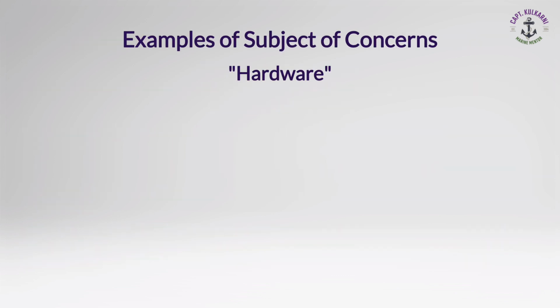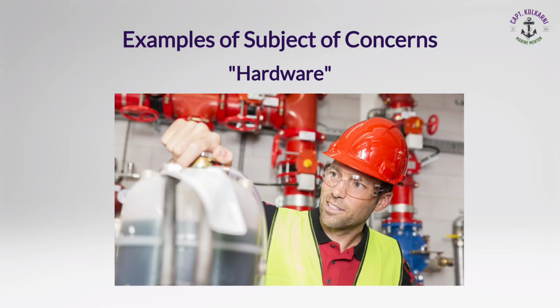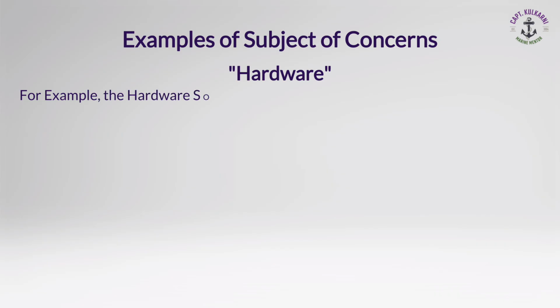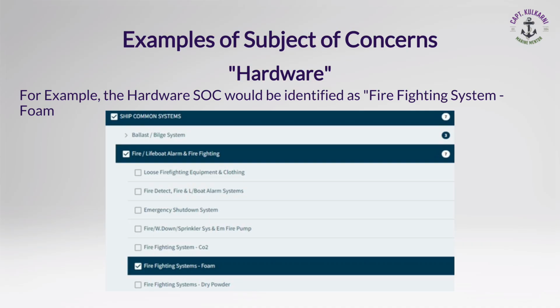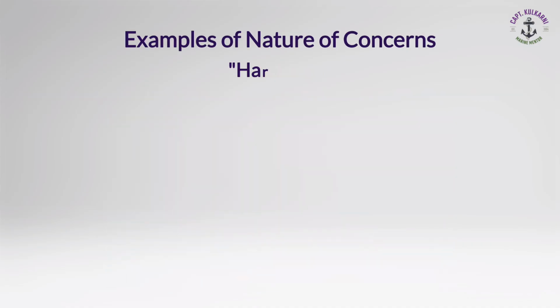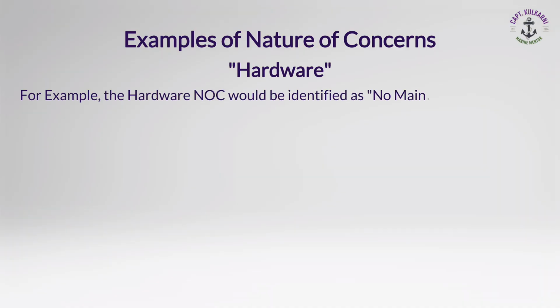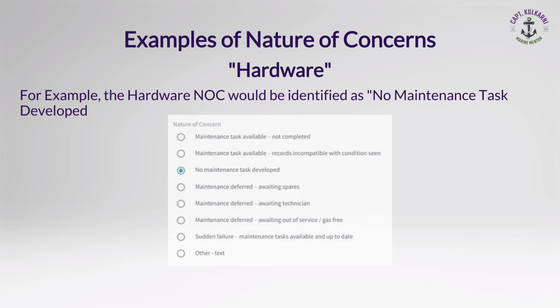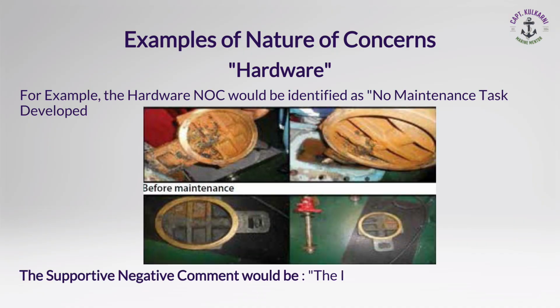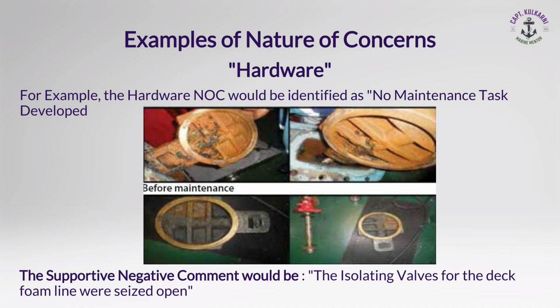We go to the first category, hardware, in which we know that the foam system isolating valve is not working. So first it is for the firefighting system and it is for the foam. The inspector will tick mark and categorize that. If we go to nature of concern in the hardware example, what has been highlighted is no maintenance task developed, because it is not coming in the hardware maintenance.